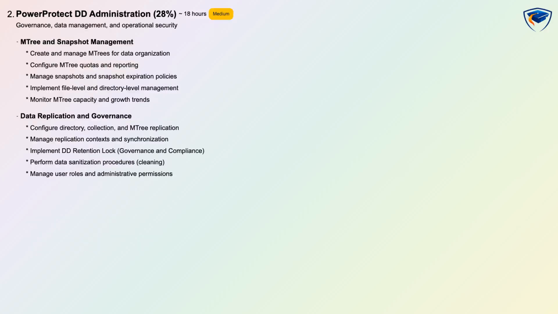Power Protect DD administration is 28% of the exam, rated medium, and recommends about 18 hours of scenario-based study. This domain covers M-tree and snapshot management where you will create and manage M-trees, apply quotas and reporting, define snapshot expiration policies, and monitor capacity and growth trends at file and directory level.